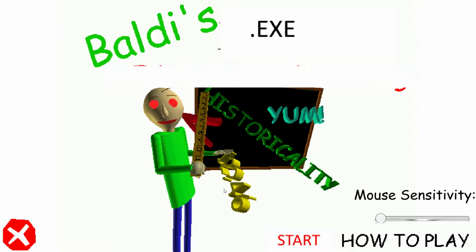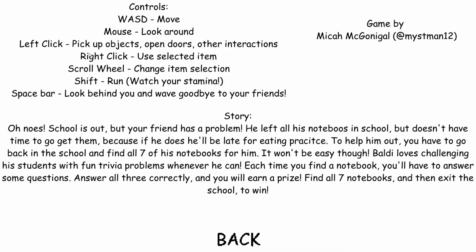Got the red eyes. Education and learning. That's me. Baldi is out. But your Baldi has a Baldi. He left all of his Baldis in Baldi. But he doesn't have Baldi to go get them. Because if he Baldis, he'll be late for Baldi practice. To help him Baldi, you have to go back in the Baldi and find all of his Baldis.